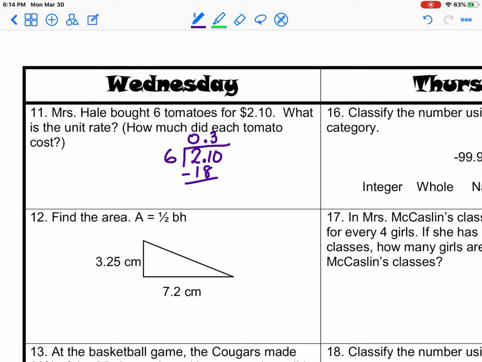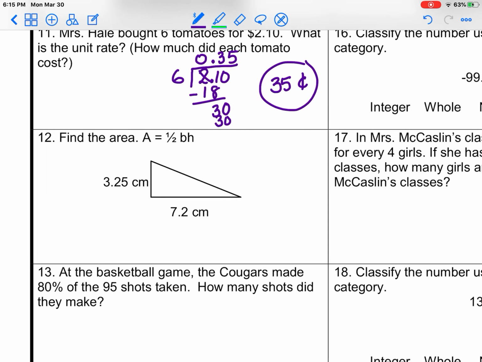Then when I subtract, 11 minus 8 is 3. And 2 minus, we borrowed from that 2. And then we bring down that 0 because it is a dollar amount. 6 will go into 30 5 times evenly. Those tomatoes cost 35 cents each. When you put your number into the Google form, you probably want to use the decimal and no labels.